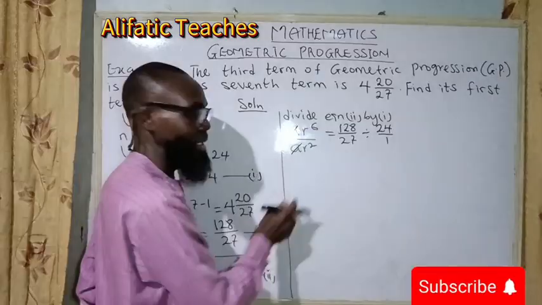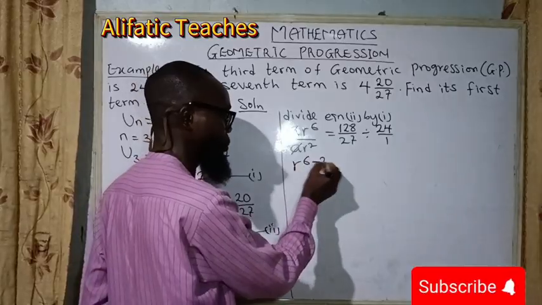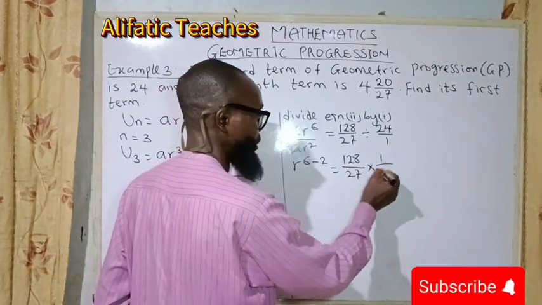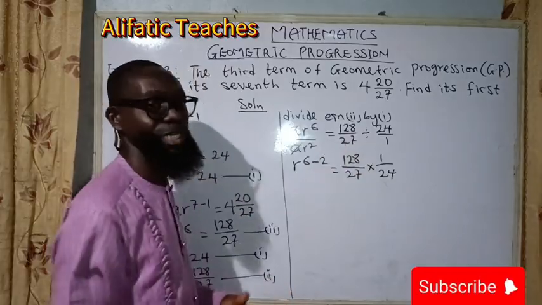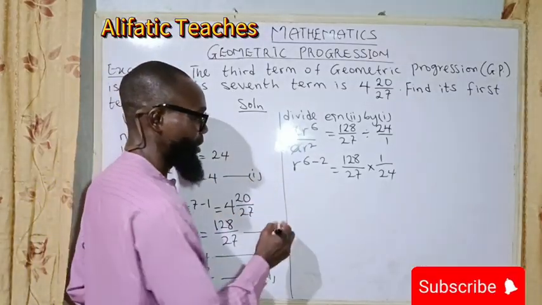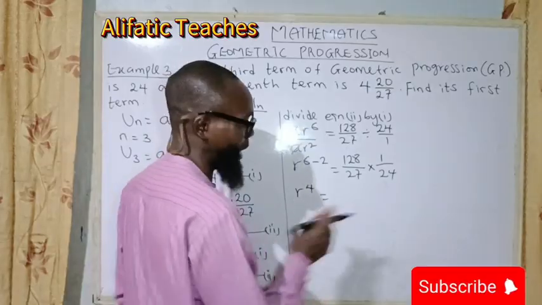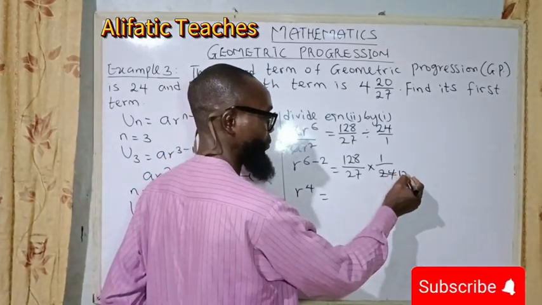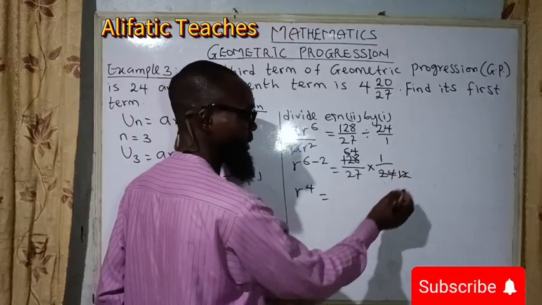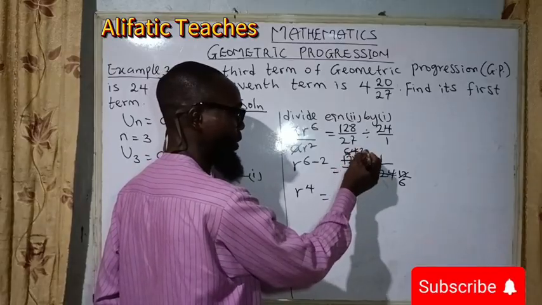A goes into A. Pick one of these, R raised to power 6. This division changes to minus 2, is equal to 128 over 27 multiplied by 1 over 24. So when this division changes to multiplication, the denominator will move up, numerator will come down. Then we now have R raised to power 6 minus 2, I have R^4, is equal to, let me look at this. 2 goes here, I have 12. 2 goes here, in 12, 6, in 8, 4. 2 goes into 12, rather, I have 6. 2 goes into 6, I have 3. In 4, I have 2.